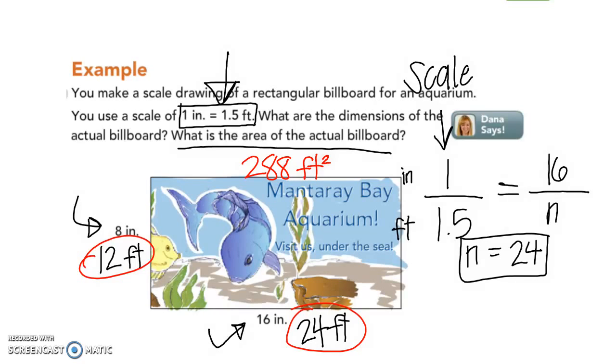Okay, so again, setting up and solving the proportion, you use the scale on the left side of your proportion, then you take the measurements and fill in whatever the one that's missing with the variable, and you put that on the right.